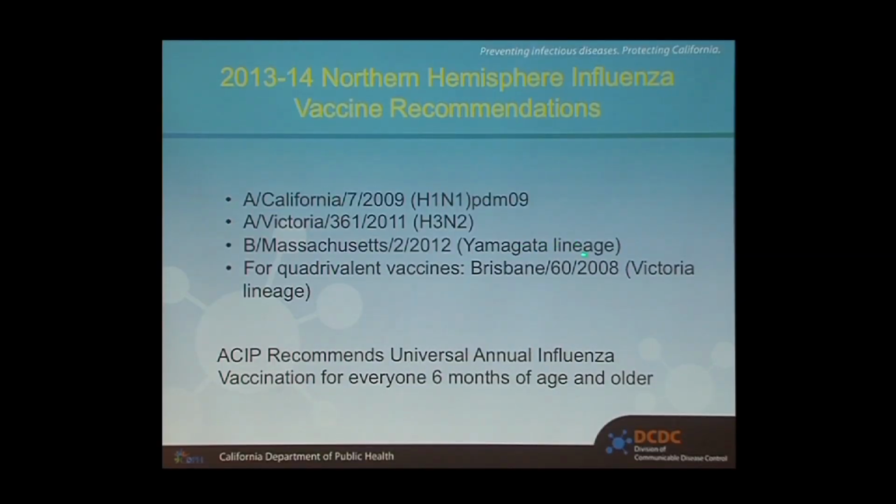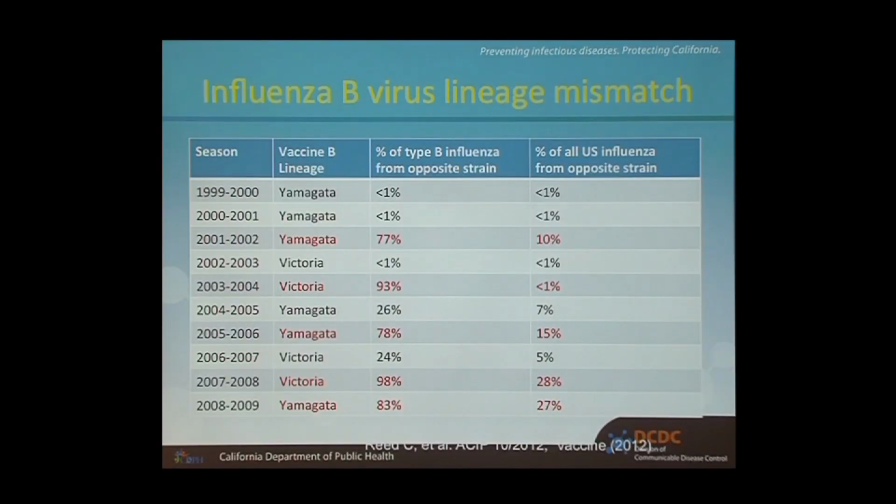So the Bs in general have gone in 2 directions. It's not like the H1, H3. There's a B Yamagata lineage and a B Victoria lineage. So you have 2 Bs, and they tend to just go one way or the other. The problem is when we've tried to guess what's in it, we've missed about half the time as far as the Bs.